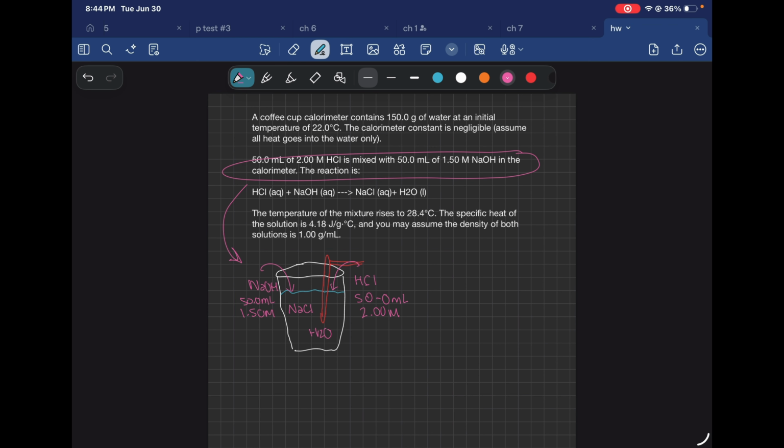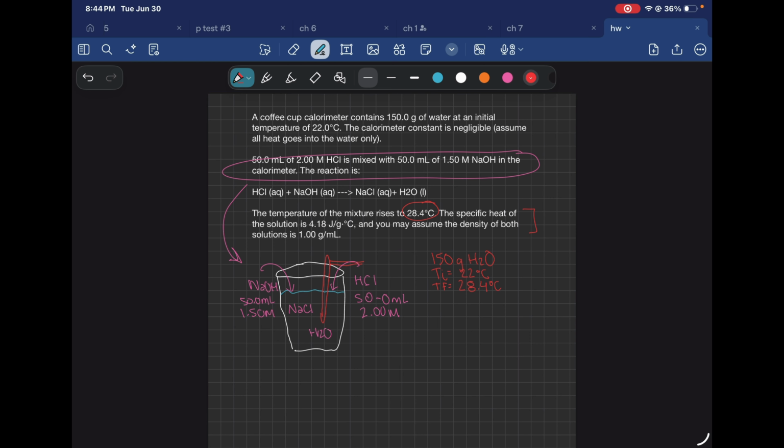Next, let's just write down what we're given. So we're given exactly 150 grams of H2O. I like starting off these problems by just writing down everything we're given. Our T initial is 22 degrees Celsius. And with that, we'll also have a T final. And if we look down here, we have our T final of 28.4 degrees Celsius.